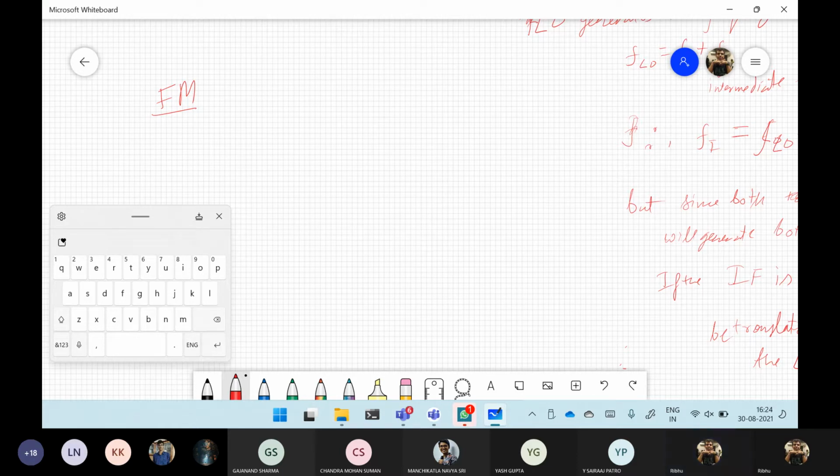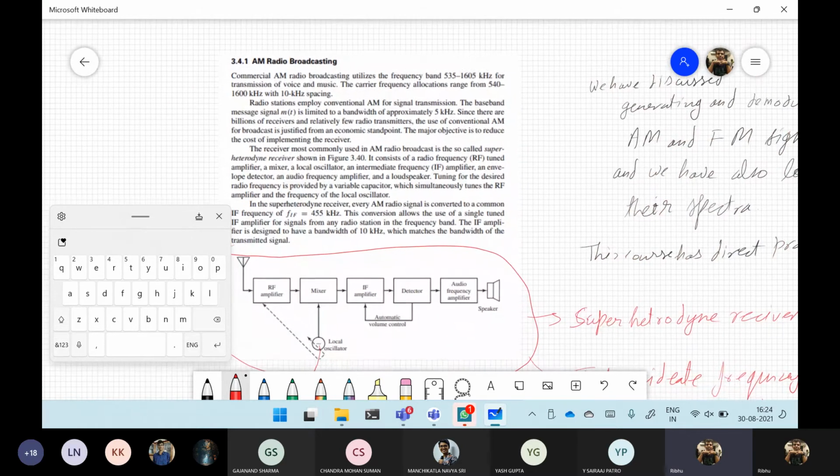So for classical AM radio, I'll give out the numbers. Commercial AM radio broadcasting utilizes the frequency band 535 to 1605 kilohertz for voice and music, with a 10 kilohertz spacing. So two bands are 10 kilohertz spaced, and the music quality would be quite bad, because 10 kilohertz is not a bandwidth where you can transmit good quality music.